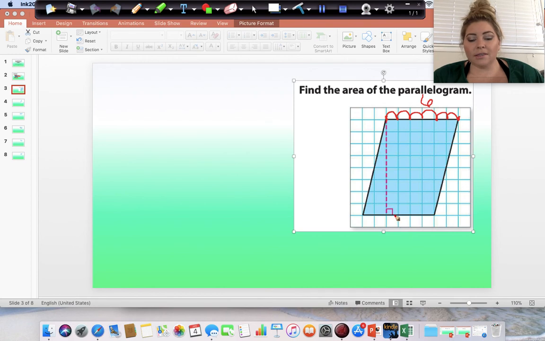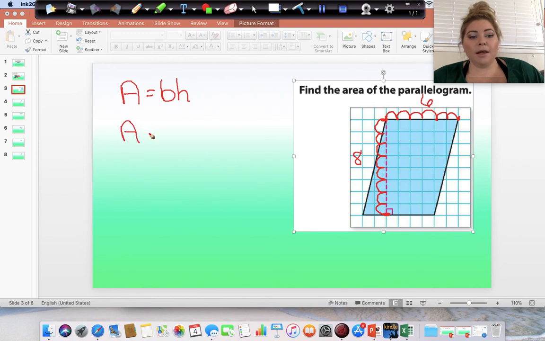So this is 6. And the height is going from the bottom, where the right angle is, to the top. So we're going to count those. 1, 2, 3, 4, 5, 6, 7, and 8. So our height is 8. Okay? So we need to first write the formula, area equals base times height. That's what the B and the H stand for. Area equals base times height.